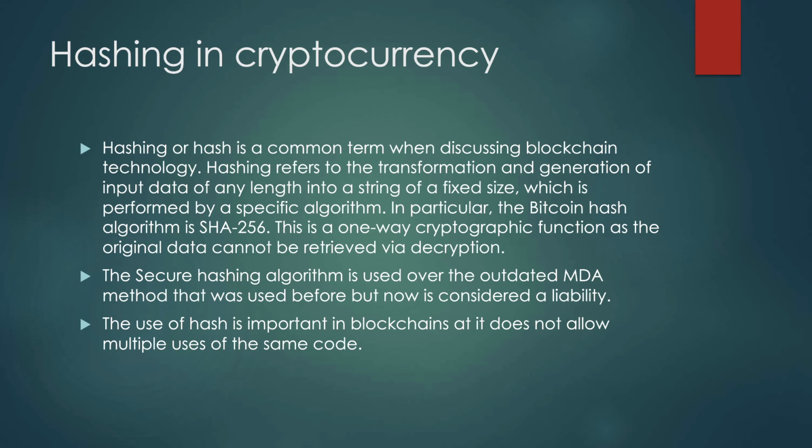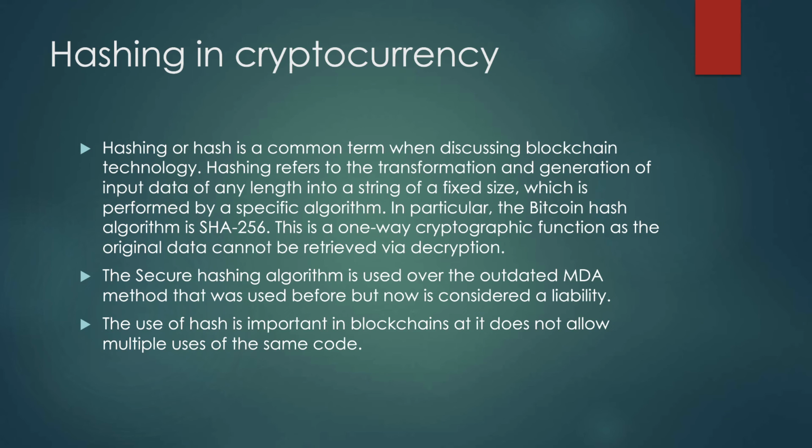But in particular, the Bitcoin hash algorithm that is used now is SHA-256. That is basically the replacement for MD5, which we spoke about recently, that has been very much outdated. This is a one-way cryptographic function, as the original data cannot be retrieved via decryption. The only way you can use this data is by using this algorithm. SHA-256 is actually considered the secure hashing algorithm, and like I said, it's still used over MD5.